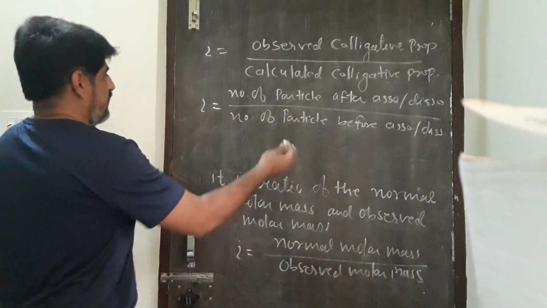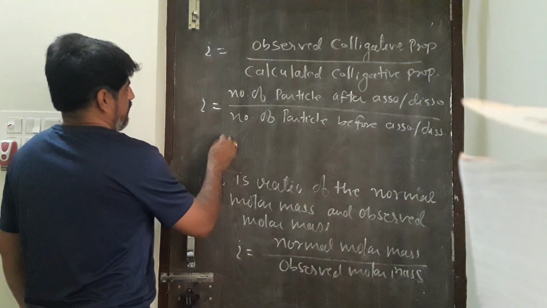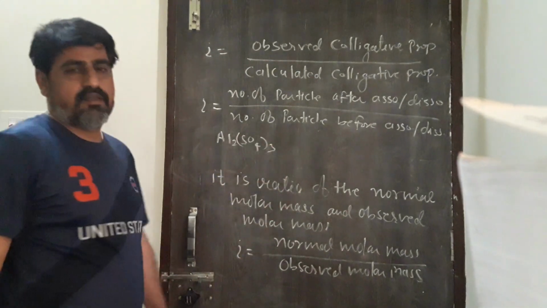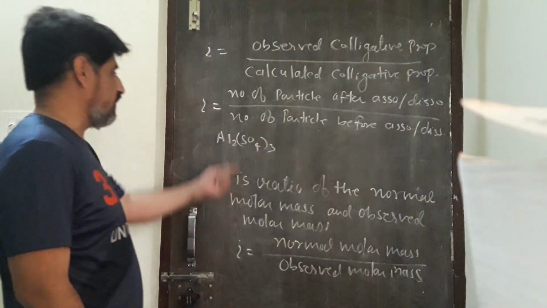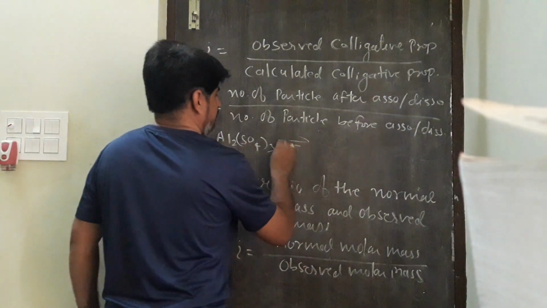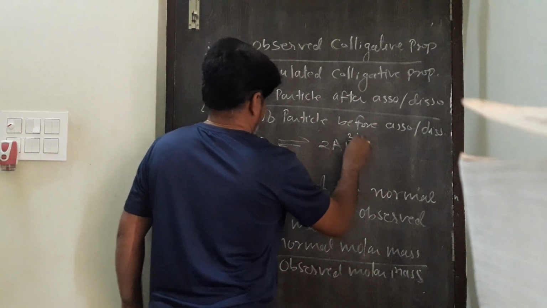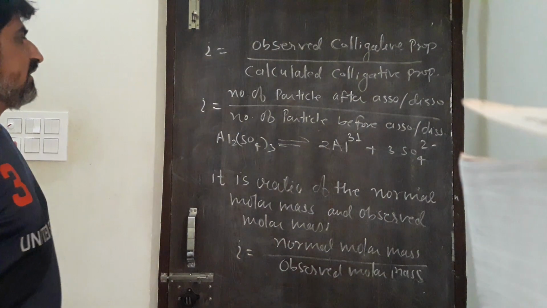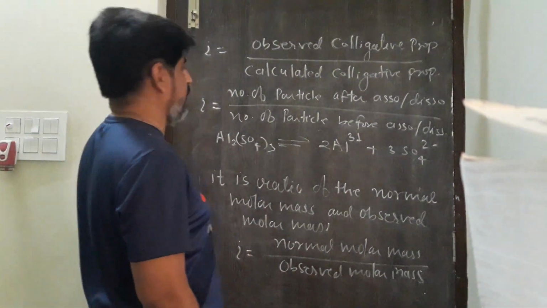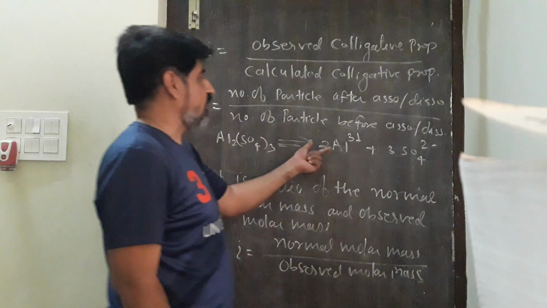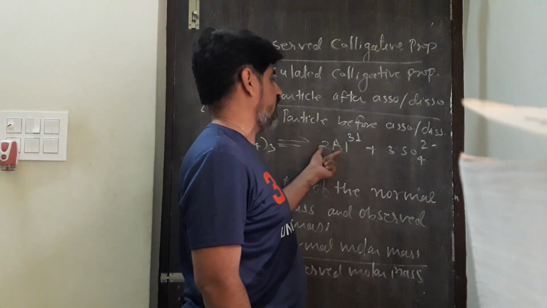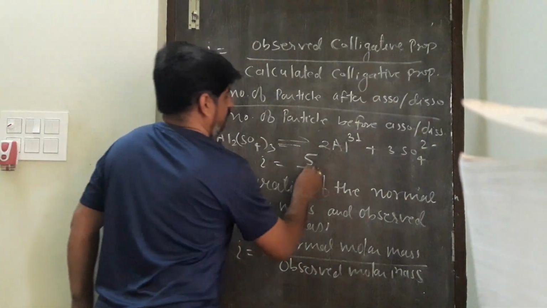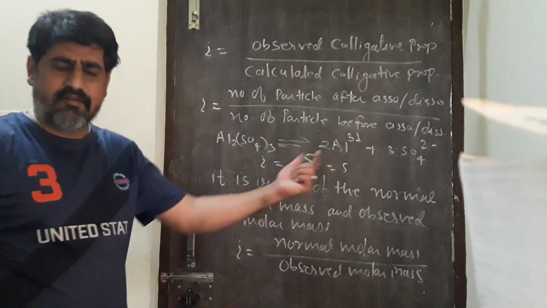How will it be calculated? Suppose I have Al2(SO4)3 as a non-volatile solute. When I add it into the solution, it will dissociate as 2Al3+ and 3SO4 2-. So the total number of particles after dissociation is 5. Hence i will be 5 upon 1. This is the Van't Hoff factor.